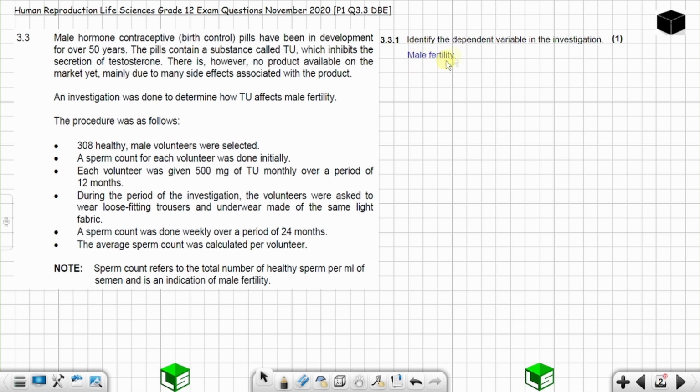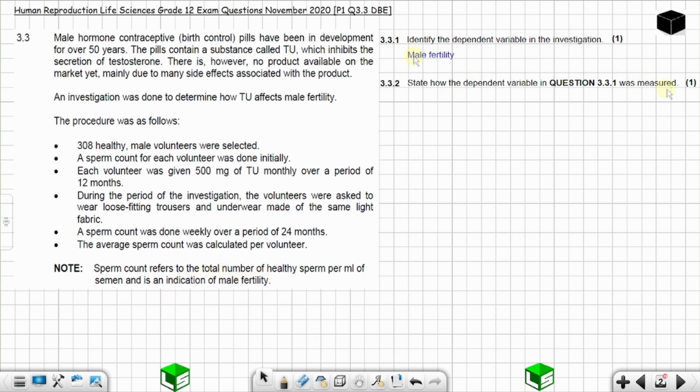Now question 3.3.2 states how the dependent variable in question 3.3.1 was measured. This question is 1 mark. How is the male fertility measured? The male fertility is indicated by the sperm count. You can see that when you read this. Sperm count refers to the total number of healthy sperm per milliliter of semen and is an indication of male fertility.